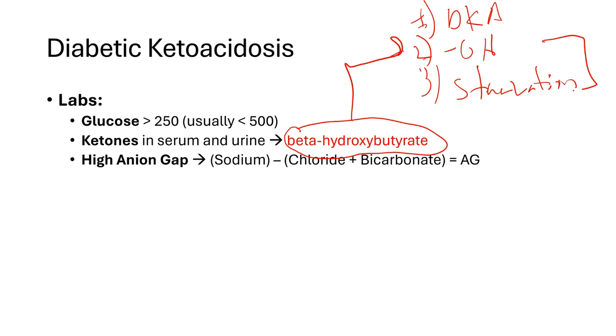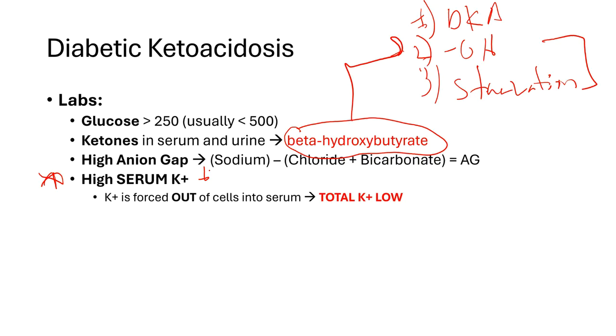We'll also see a high serum potassium. This is extremely high yield to know, and the reason is that potassium is being forced out of cells due to a combination of three things: insulin deficiency, metabolic acidosis, and hyperosmolality. So even though the total body potassium is low, serum potassium may appear normal or even elevated in early DKA, and that's something I really want to emphasize.